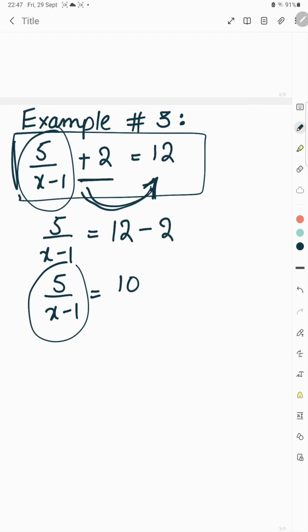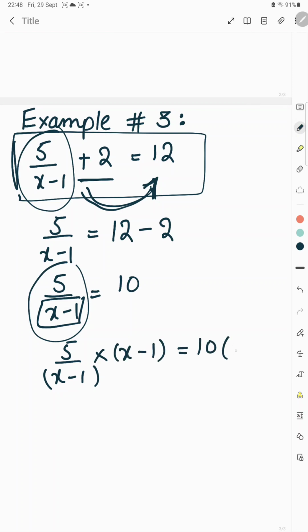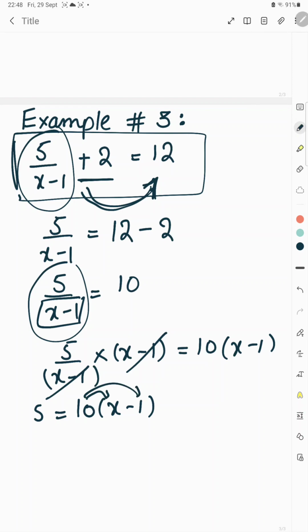Now here comes the fraction part. So what we will do here, to eliminate the fraction, we will observe the denominator. As x minus 1 is given in the denominator, we have to multiply x minus 1 on both sides of the equation. So this fraction part will be eliminated. x minus 1 and x minus 1 will cancel each other, and what remains is 5 equals 10 bracket x minus 1. Now we have to eliminate the bracket, so for this we have to multiply 10 inside the bracket with all the terms, so we get 10x minus 10.